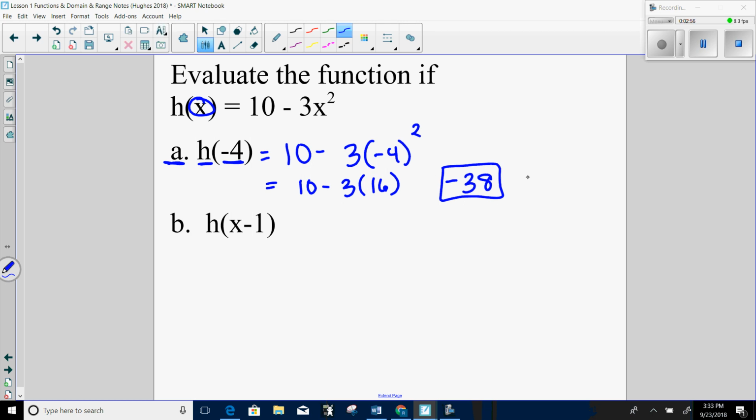You can also think of it as an ordered pair. The x value is negative 4. The y value is negative 38. Remember, a function has an input and an output. The input was negative 4. The output was negative 38. The x value was negative 4. The y value was negative 38.